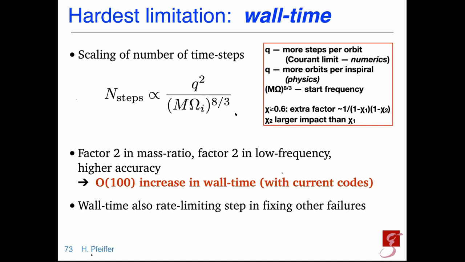The nasty thing is that all these are quite large powers that are combining and conspiring to make things really hard. For instance, a factor of 2 in mass ratio gives you a factor of 4 here. A factor of 2 in low frequency gives you a factor of 2^8, which is a factor of 7. And you want higher accuracy for the future detectors. And very quickly, you have a factor of 100 increase in wall time with the current code.